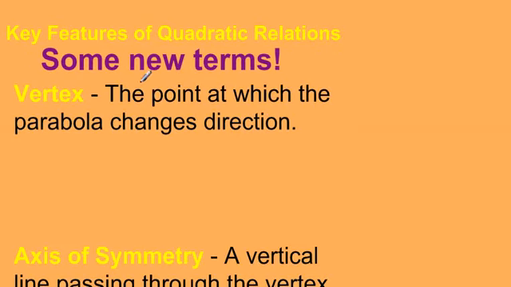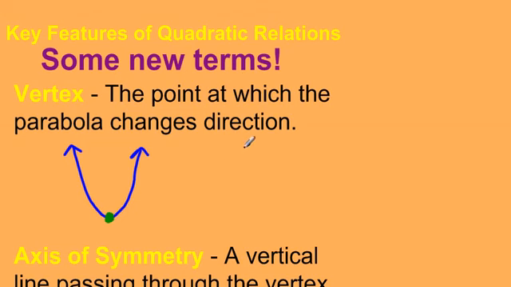Okay, here's some new terms. The vertex, we're going to call this the point at which the parabola changes direction. So if I had a parabola that looks something like this, and I'm looking for the point at which it changes direction, well, it's going down and then it's going up. So the vertex is that point right there.